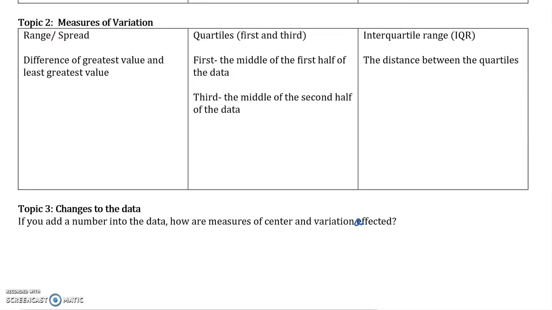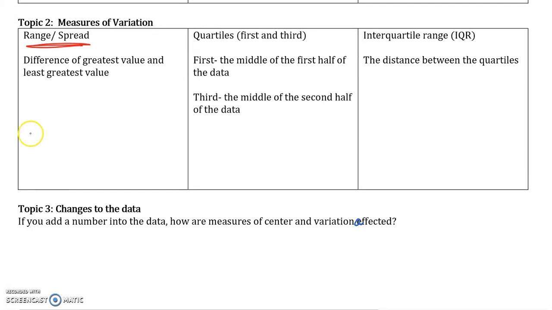Now we'll discuss measures of variation, which is slightly different than measures of tendency. But if you know your vocabulary, this should be pretty easy. So the range and spread both kind of talk about the same thing. It really wants to know just how far apart the biggest and the smallest number of your data is.